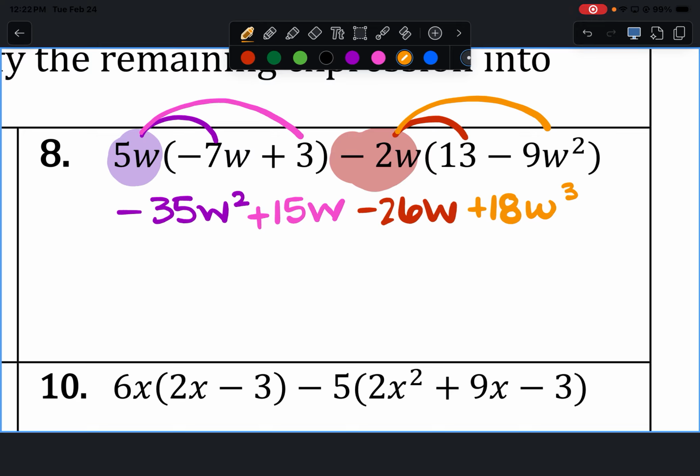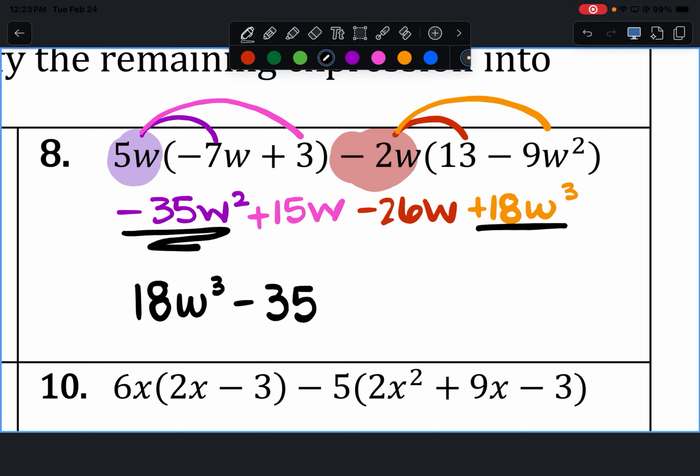Now, from here, to write the answer in standard form, which term needs to go first? 18w cubed. And does 18w cubed have any like terms? No. So we're going to write 18w cubed. What term's going to go next? Negative 35w squared. And does that have any like terms? No. So we just bring it down. Okay, what's going to go next?